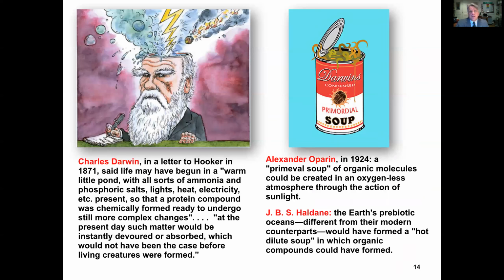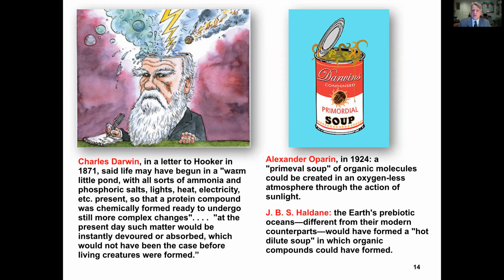Now, very early hypotheses about the origin of life developed right after the publication of Darwin's book. So given the premise that all life on Earth shares common ancestry and that there's a single origin of life on Earth, naturally people would then begin speculating about what were the conditions that led to the origin of life on Earth. So on your left here, we have a letter from Charles Darwin to his colleague Hooker, where he says life may have begun in, quote, a warm little pond with all sorts of ammonia, phosphoric salt, lights, heat, electricity, present so that a protein compound was chemically formed, ready to undergo still more complex changes.